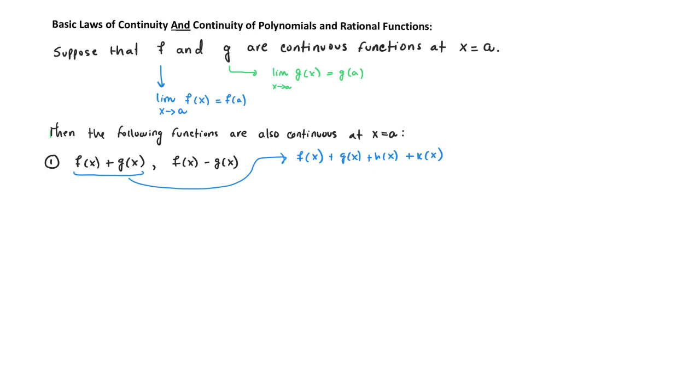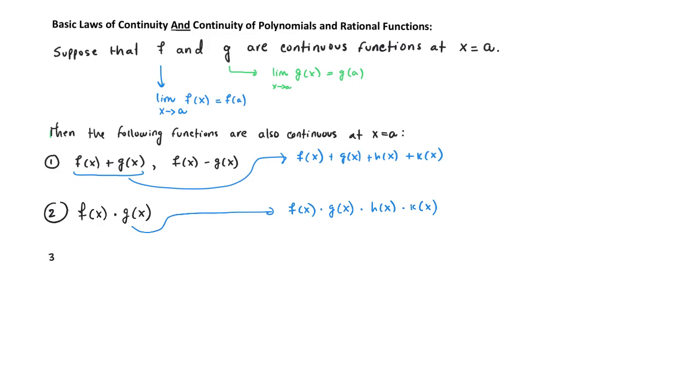Now, going on to property number 2, this will involve multiplication. This will say that if we create a new function, which is the product of f and g, then the product function is also continuous at x equals a. And when talking about multiplication, once again, we are not limited to multiplying two functions. I can multiply as many continuous functions as I wish, and the product of all of those functions will also be continuous at x equals a.